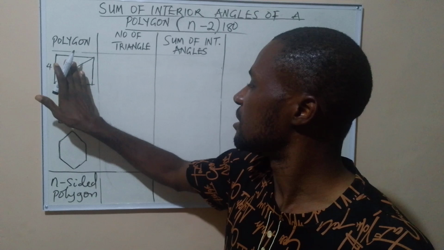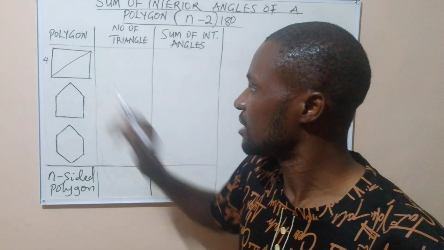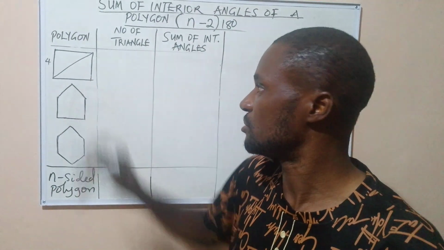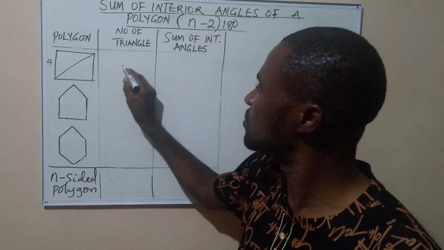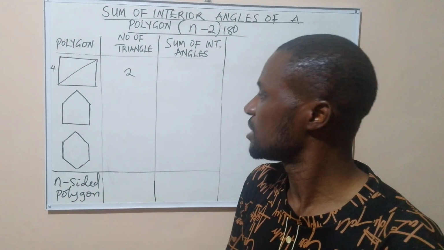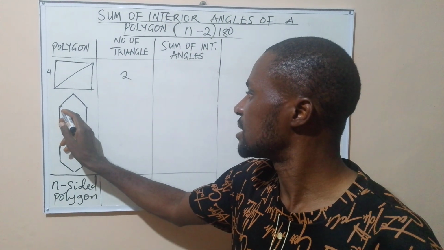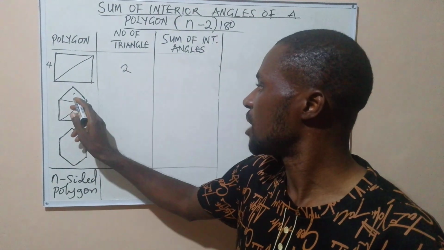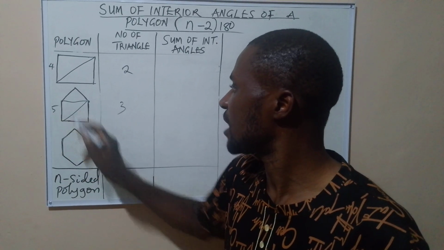So we are having 1, 2. We don't need to put another line here because this would be intersecting the 2 lines. So we have how many? 1, 2. So we have 2 triangles. Here, this is a pentagon. We have this, and this. So we have 1, 2, 3. How many sides? This is 5 sides.